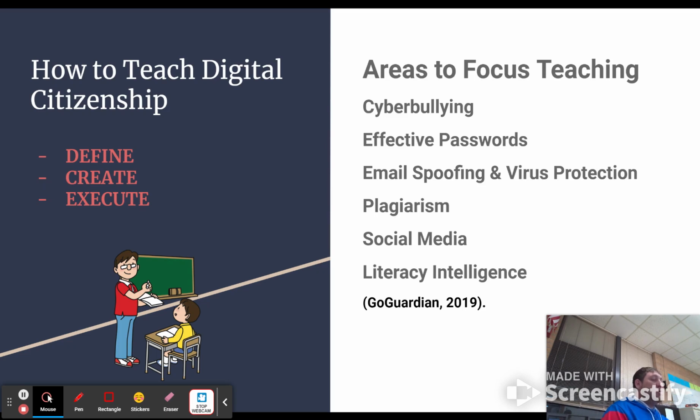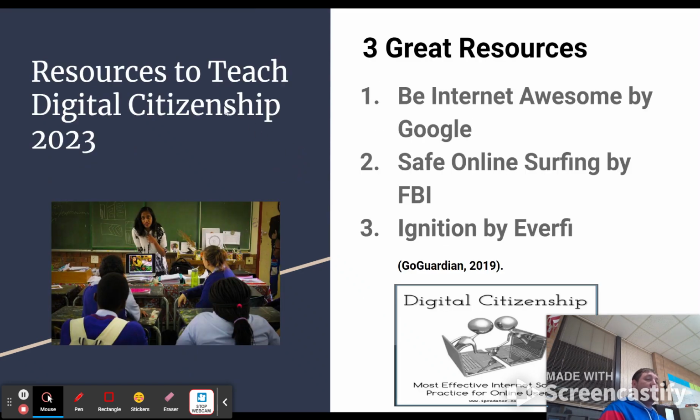Plagiarism, to make sure that we're using sources, that we're citing them correctly, that our students are doing that, and they're not just copying and pasting what they're trying to present in their paper. Social media, and then literacy intelligence. So I think all these areas are really good to focus on when teaching digital citizenship.